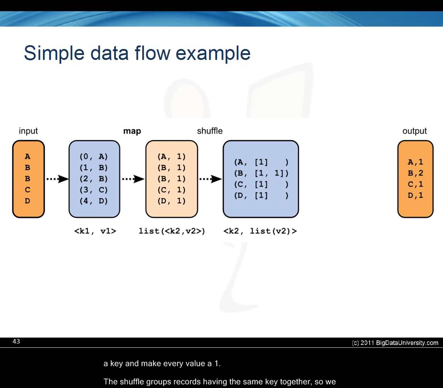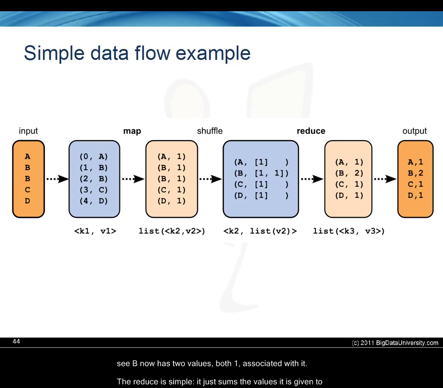The shuffle groups records having the same key together, so we see B now has two values, both 1, associated with it. The reduce is simple. It just sums the values it is given to produce a sum for each key.